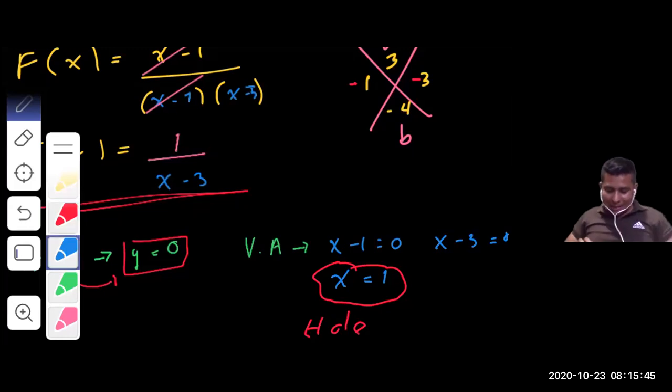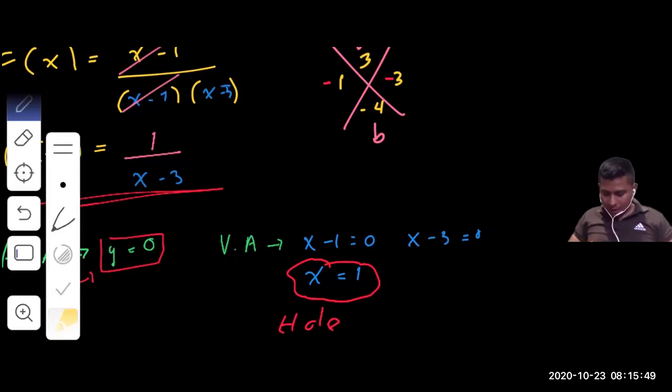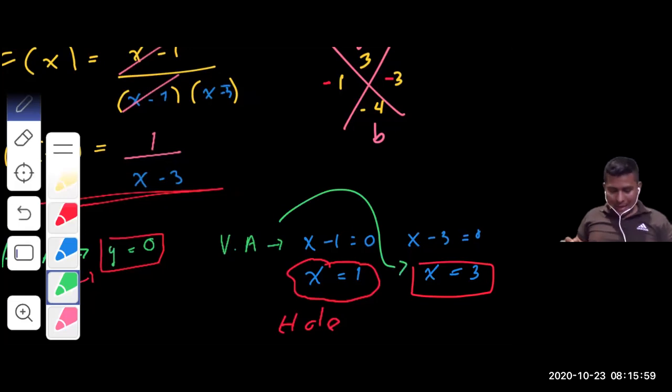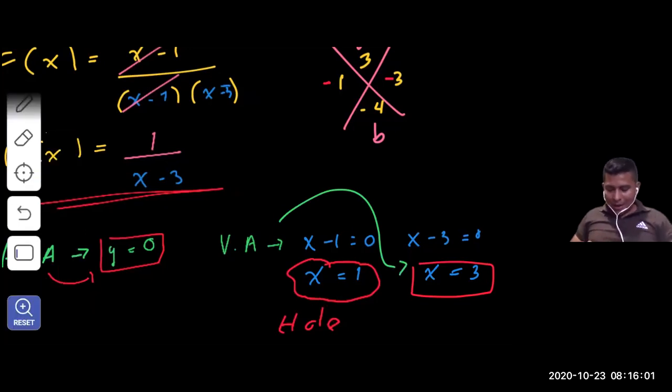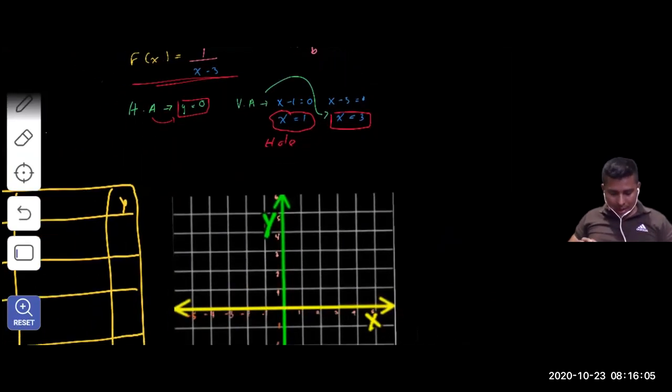And the other one, guys, x minus 3, just solve it: x equals 3. That is the vertical asymptote. That is my vertical asymptote. This other one is just going to be a hole. That's it, guys. With this information, let's represent it in our coordinate system.